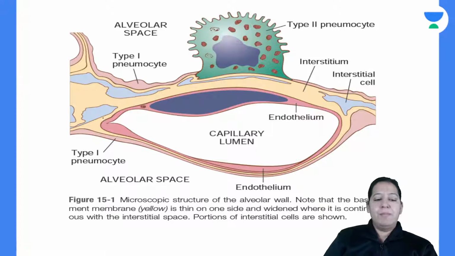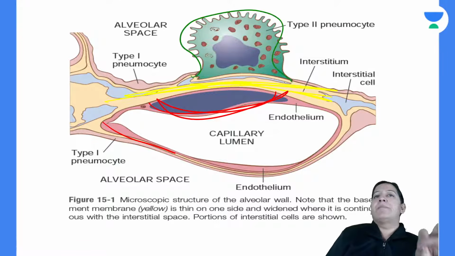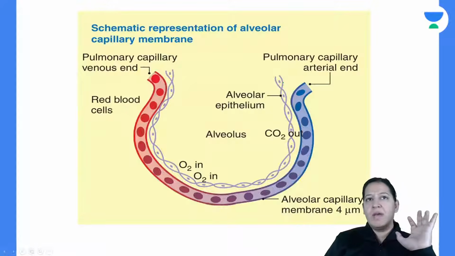The yellow color is the basement membrane. Can you appreciate the yellow color there? This yellow color is the basement membrane. On one side of the basement membrane, this is endothelium, the blue color cell, and on the other side, the green color cell is the epithelium. That is pneumocyte, type 1 and type 2 pneumocyte. So this is the best diagram you can understand.